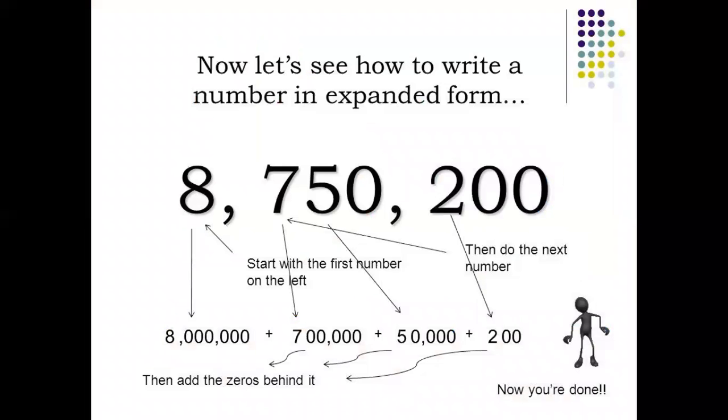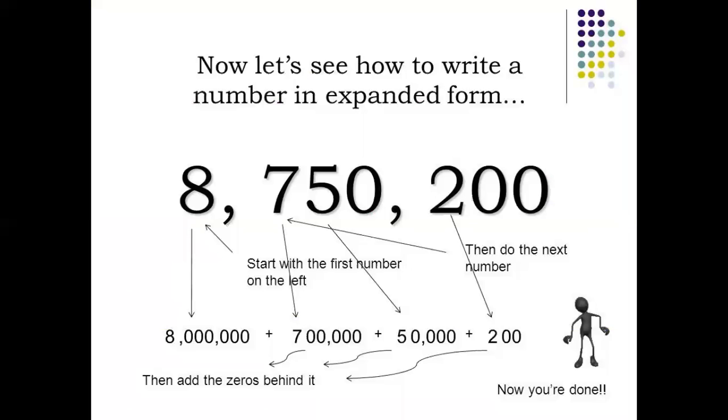Now let us see how to write a number in expanded form. You already know, we have already done. So first start with the first digit, that is here 8. Write 8 and after that count the digits after that. So we have here 6 digits. So put 6 zeros after 8.